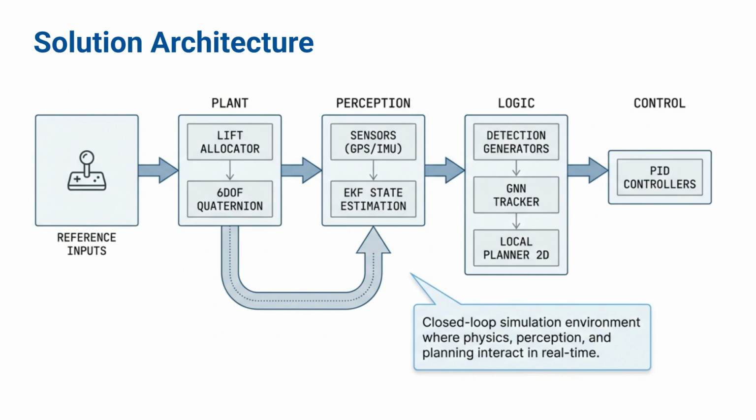The system is divided into 4 layers: plant, perception, logic, and control. These layers interact in a closed-loop simulation, allowing physics, sensor feedback, and planning decisions to evolve together in real time. This modular structure also makes the system scalable and hardware-ready.